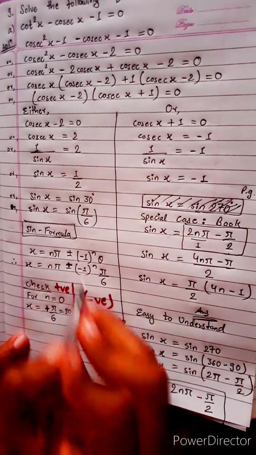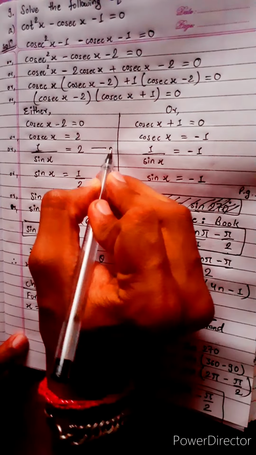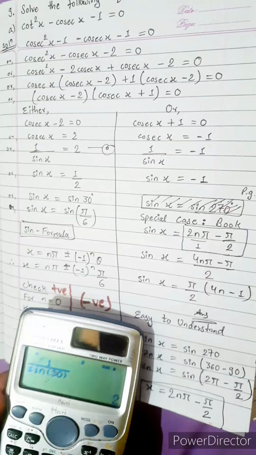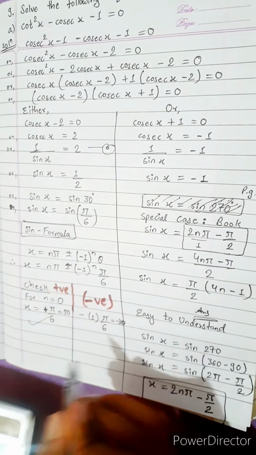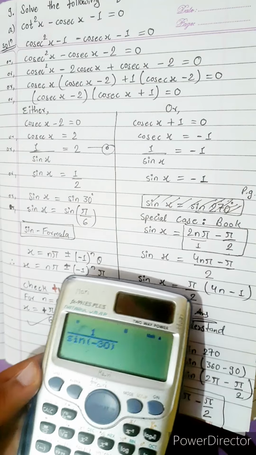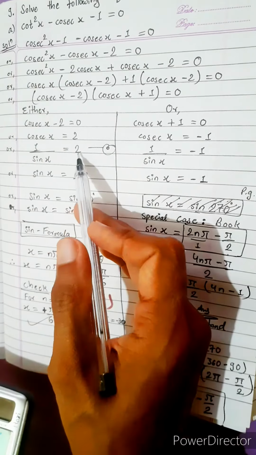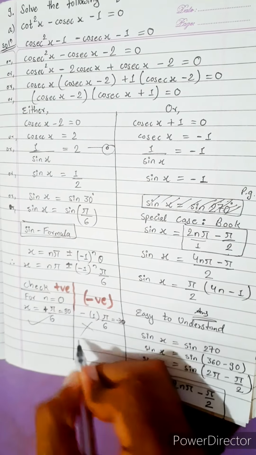Now let's put this value in this equation, because it is very short. Look here, sin 30 will give 1 by 2, hence the positive value will satisfy. And look, sin minus 30 will give minus 1 by 2. Here it should be plus, so the negative will not satisfy.